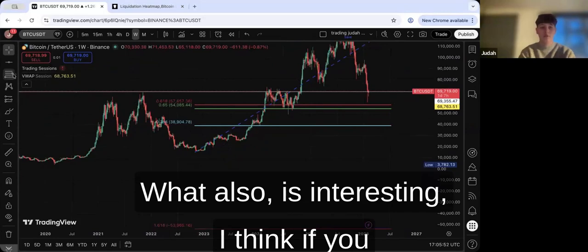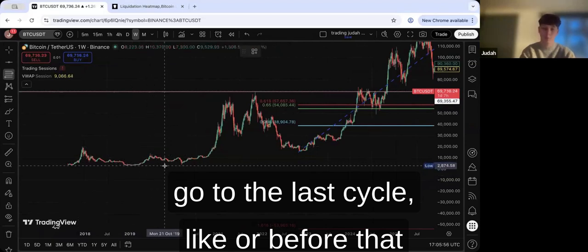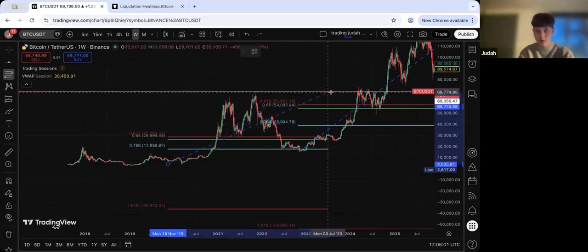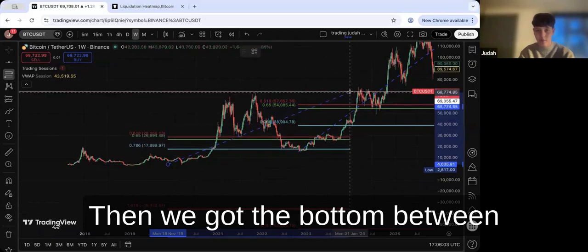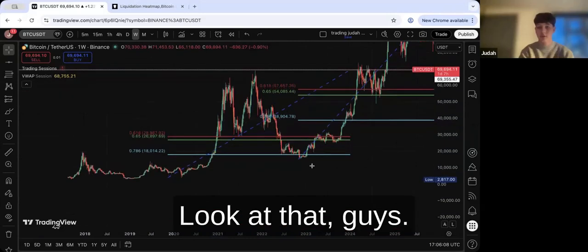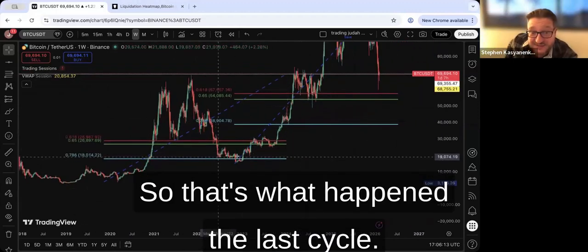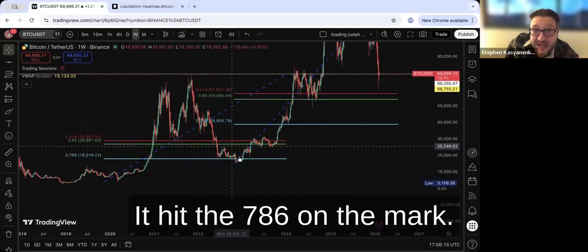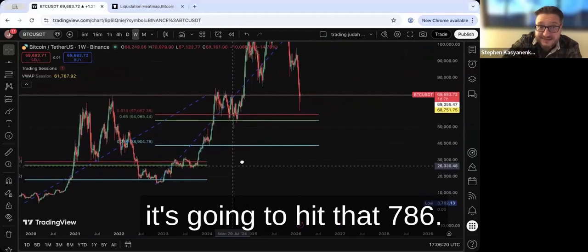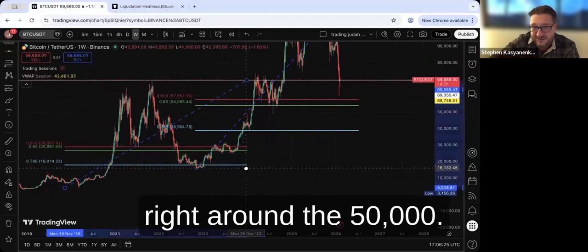Yeah. What also is interesting, I think, if you go to the last cycle, before that one, you go from the low to the high, then we got the bottom between the 0.65 and the 0.786. Look at that, guys. This zone. So that's what happened the last cycle. It hit the 786 on the mark. That's why we can say it's going to hit that 786. You start coming in right around the 50,000.